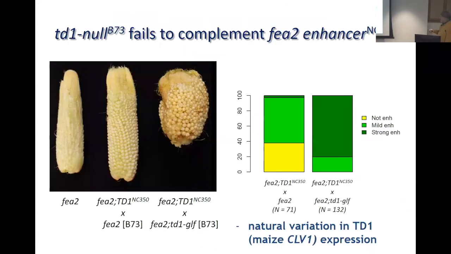And we've confirmed this by mutants, and also, I don't have it here in the slide, but there is a difference in expression of TD1 in NC350 compared to B73, which was our starting line. So it's interesting, and I think this is an extra resource we can hopefully use to uncover new loci in the future that control these traits.